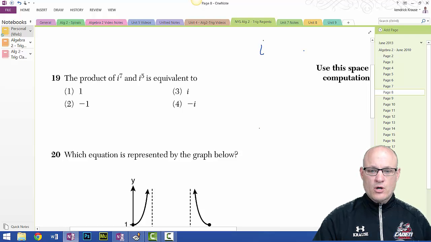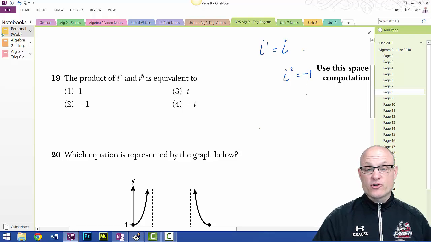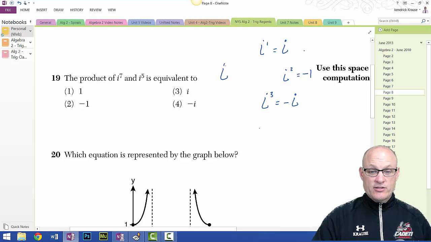i to the 1 is just i. That's easy. i to the 2 is negative 1. Now if you remember those two, the others are just opposites. So down here I've got i to the 3 is negative i. It's just the opposite of up there. And i to the 4, and this is the key one, i to the 4 is 1. They're all key, I guess.